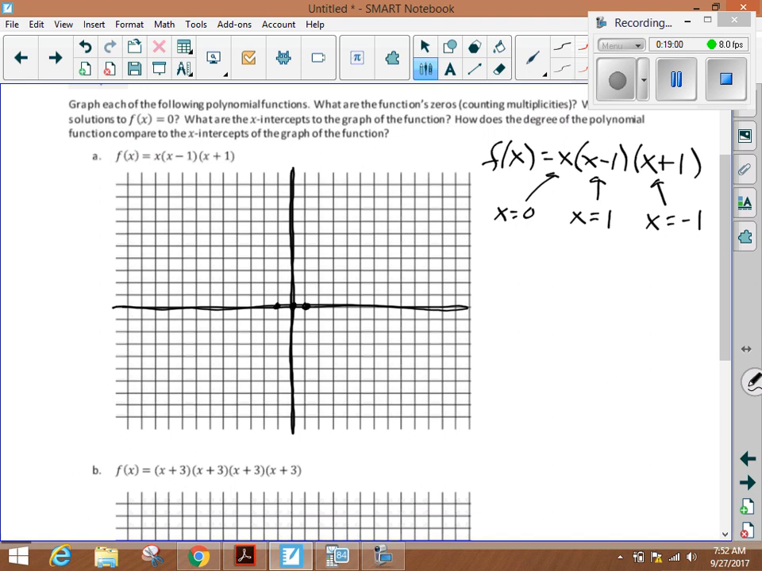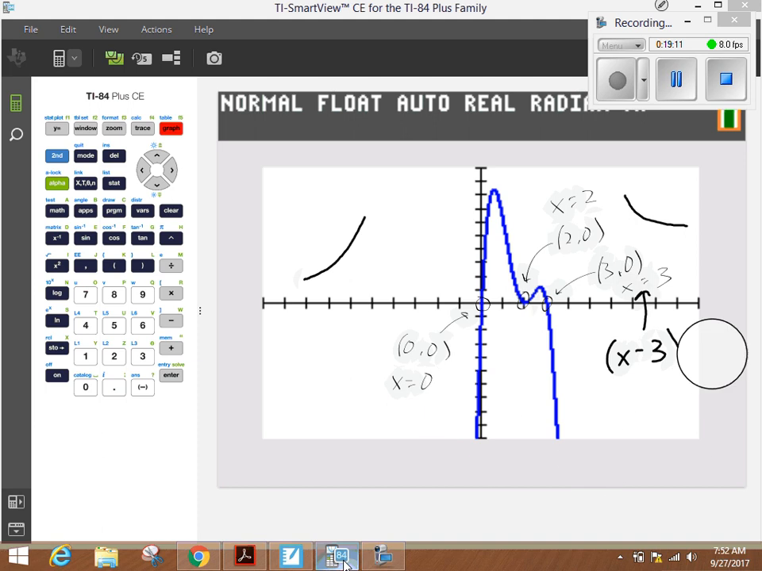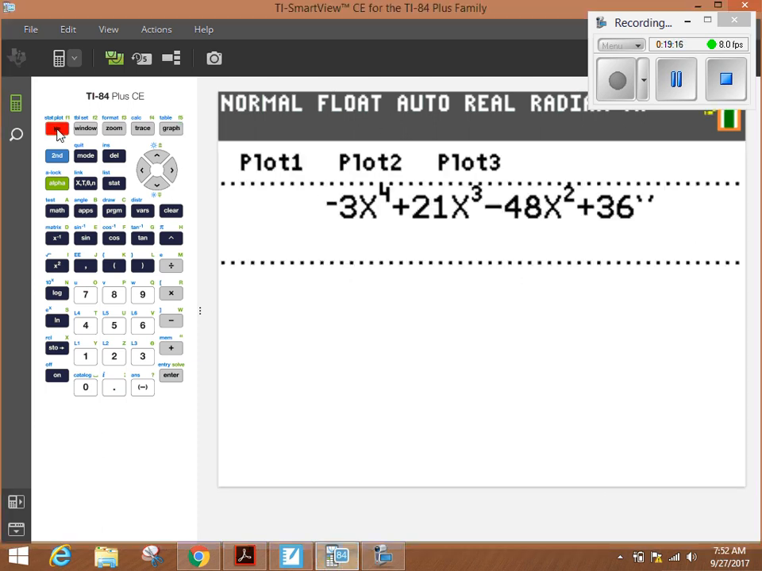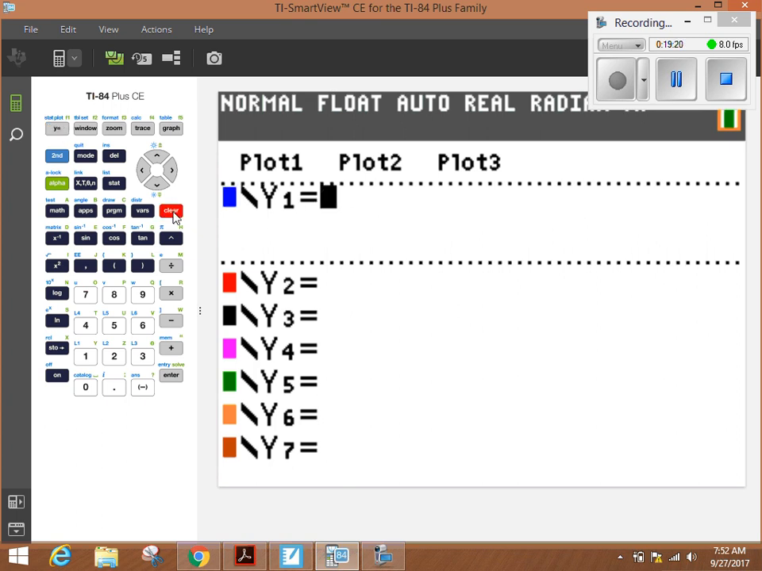So let's just go ahead and go to our handy-dandy graphing calculator and get a look at it. And we'll be analyzing these in depth. Let me get rid of this stuff. So let's hit that y equals. Hey, if you ever want this thing to go away, all you got to do is push the clear button.